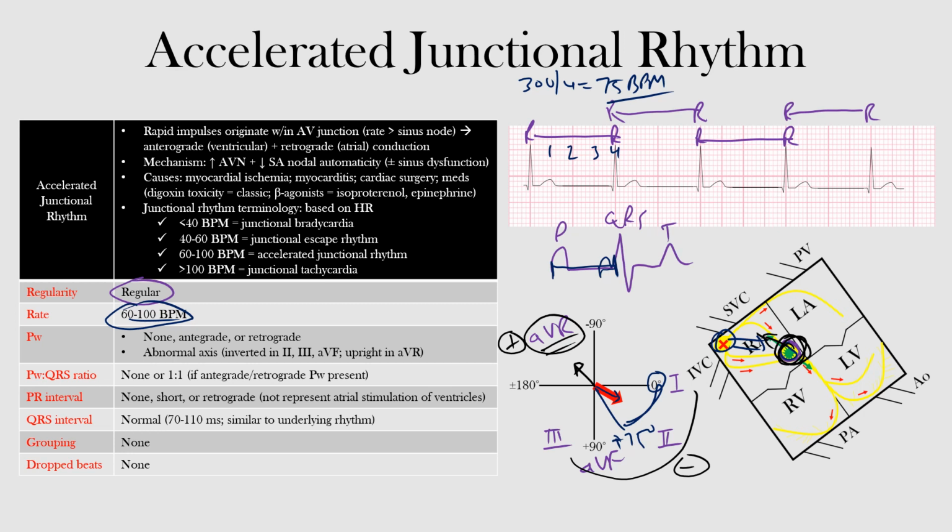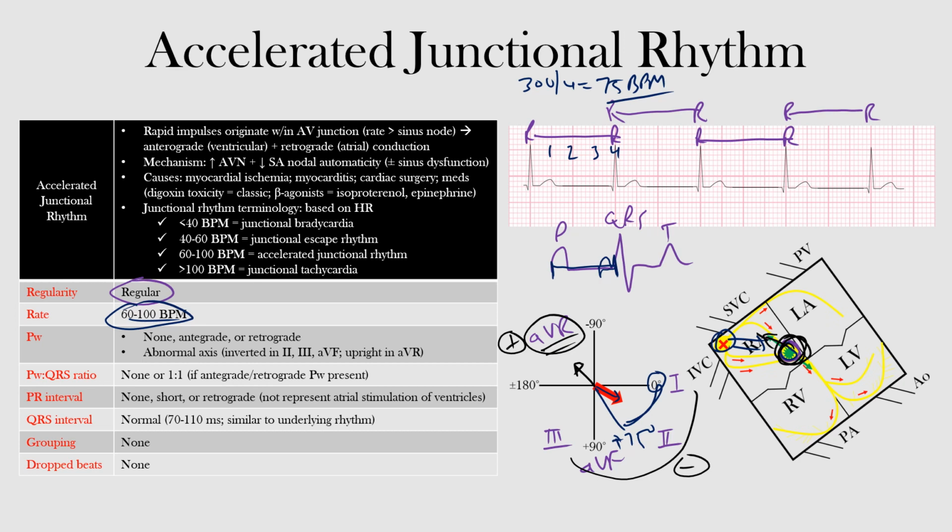Then we have the accelerated junctional rhythm, as we're looking at here. This one has the rate between 60 and 100 beats per minute, but still it's less than 100 beats per minute. And then we have junctional tachycardia. Just like the other tachycardias, it has a junctional rhythm, okay, that now exceeds 100 beats per minute.